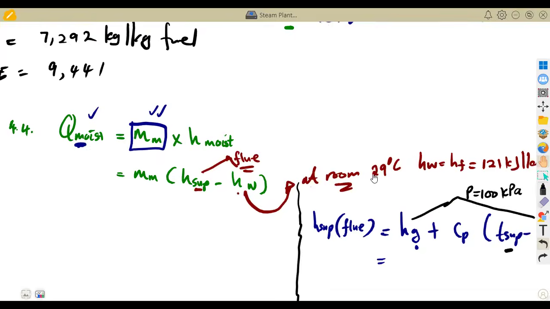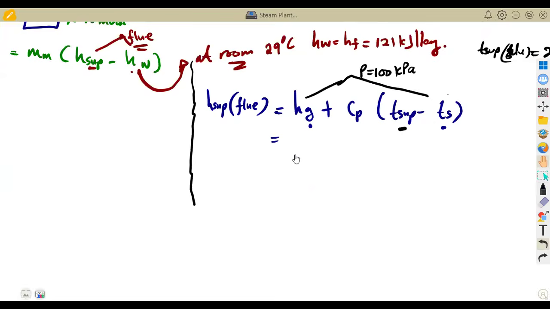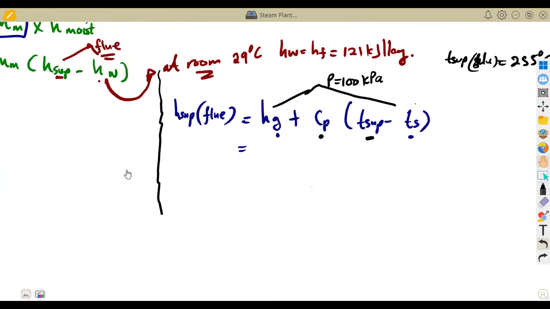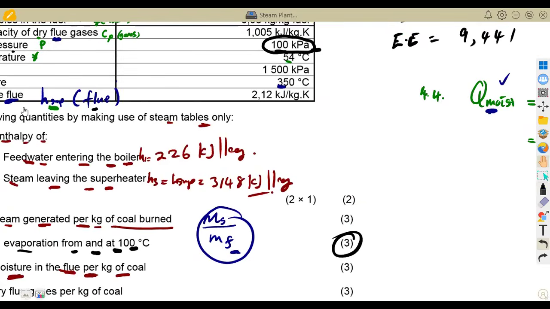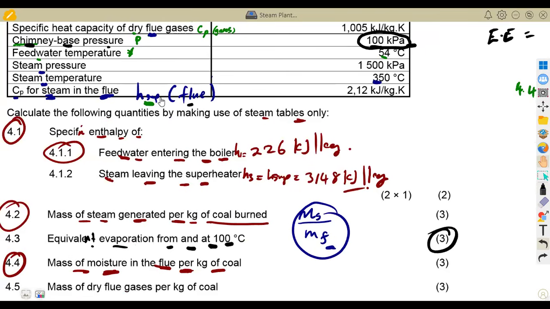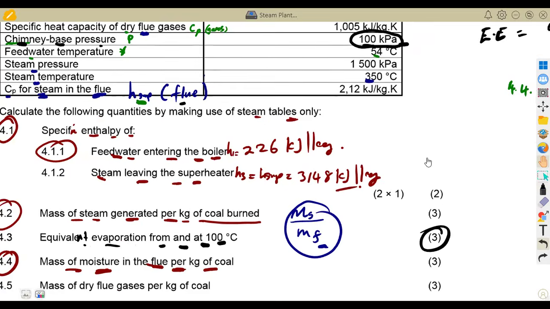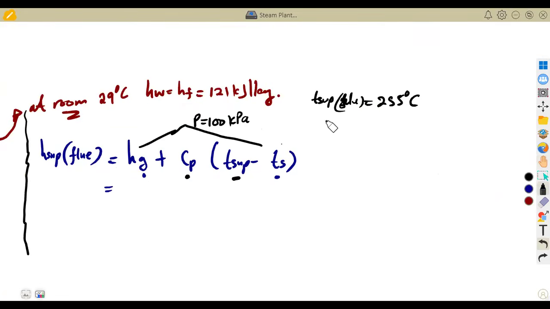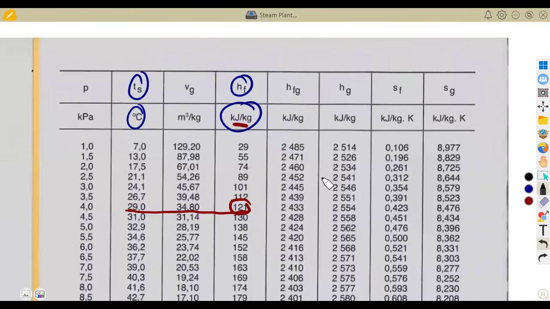255 degrees Celsius. Remember that. So what we need is to find H sup. We also have the Cp here. The Cp, remember, we are given for the steam in the flue. The Cp of the steam in the flue is 2.12 kilojoules per kilogram Kelvin. We are also given that. So this is it, guys. Like I said, at this pressure, let us find Hg, and we fill in our information to find H sup for the flue gases.